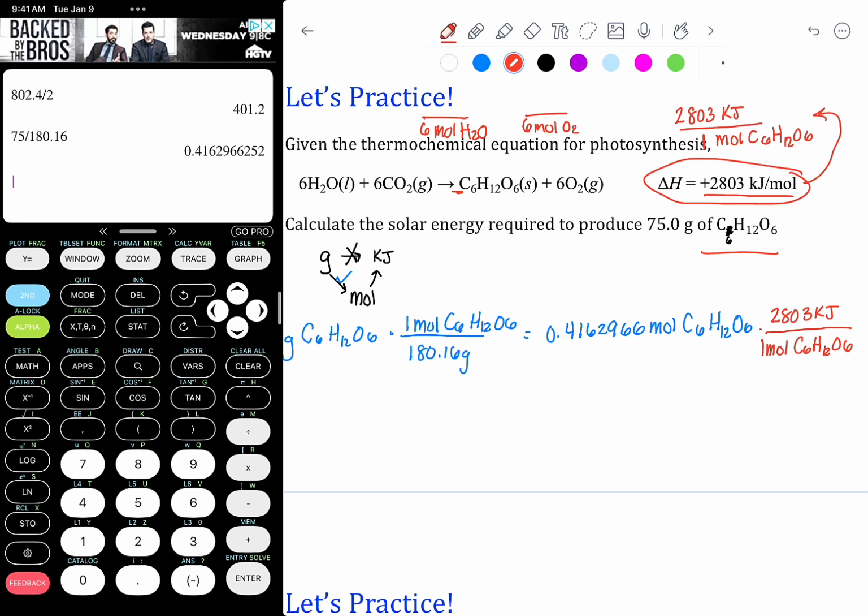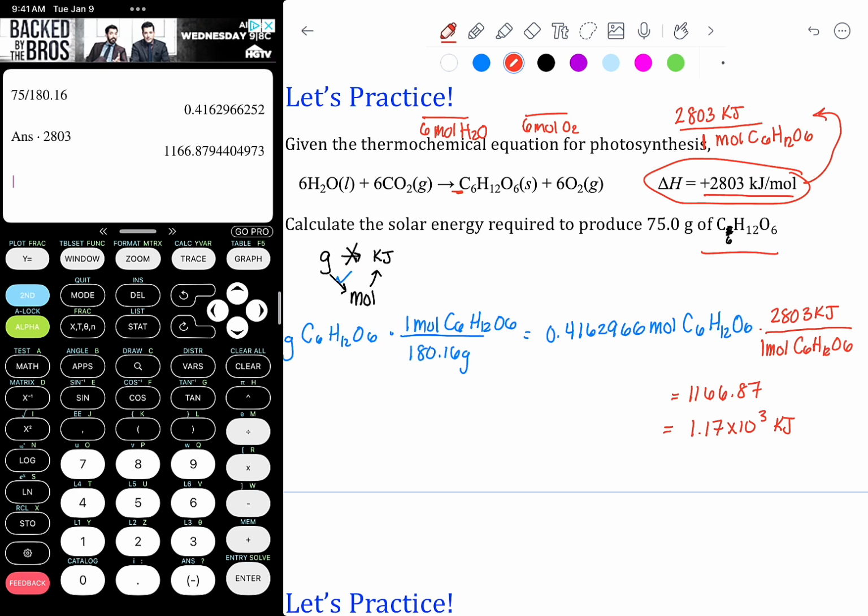So we'll take that 0.416 and we'll multiply it by that 2,803. And this is going to equal 1166.87. With sig figs, this comes out to 1.17 times 10 to the third kilojoules. So in order to produce 75 grams of glucose, we need to utilize 1.17 times 10 to the 3 kilojoules worth of energy in order to do that.